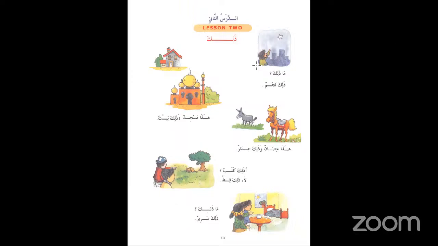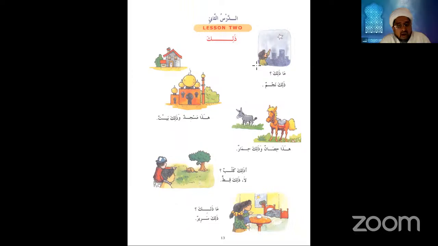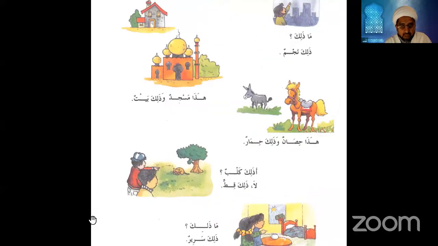Yes. So this is, as we call it, the balaghah or the eloquence of the Quran, or the rhetoric of the Quran, by using dhalika instead of hadha. Right. Now, ma dhalika, dhalika najmun. That is a star. Now, lesson number 1 and lesson number 2 have been joined together. Hada masjidun wa dhalika baytun. This is a masjid and that is a house. Hada hisanun wa dhalika himarun. And that is a donkey.